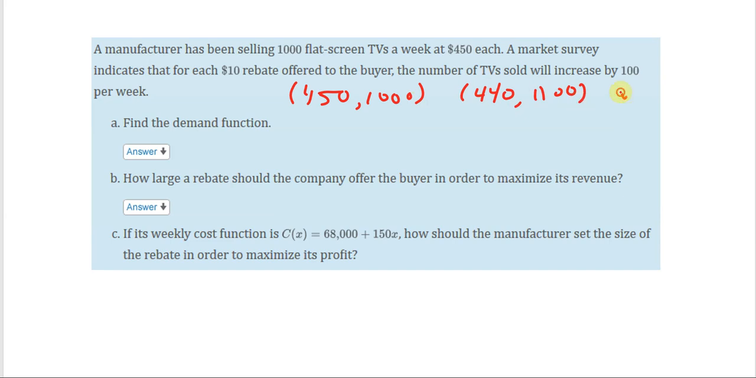Now, the slope of this line, change in y over change in x, right, is just 100 over negative 10. I wrote 1,000, but it's really 100, so that'd be negative 10. Okay, so then the equation we're going to have is the number minus 1,000 equals negative 10, and then the price minus 450.